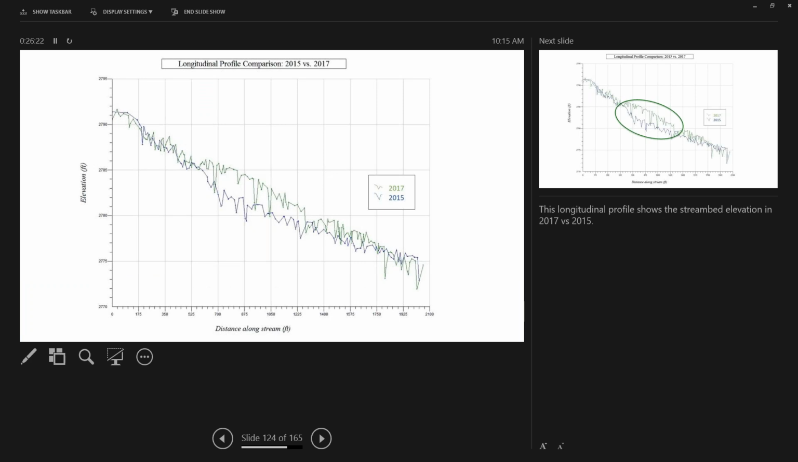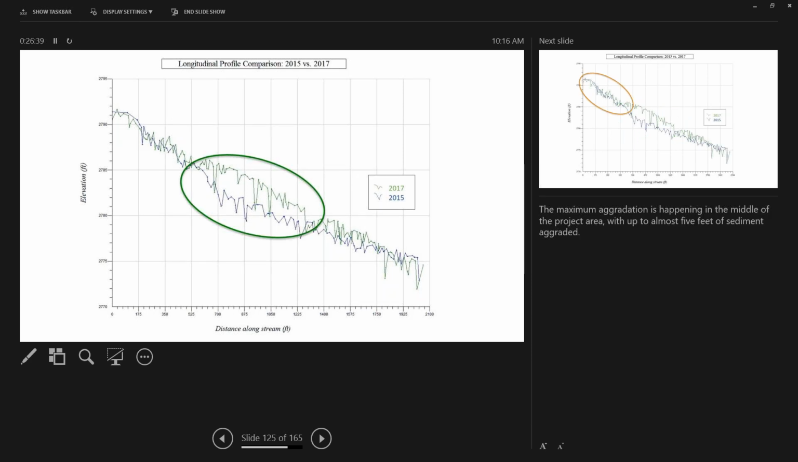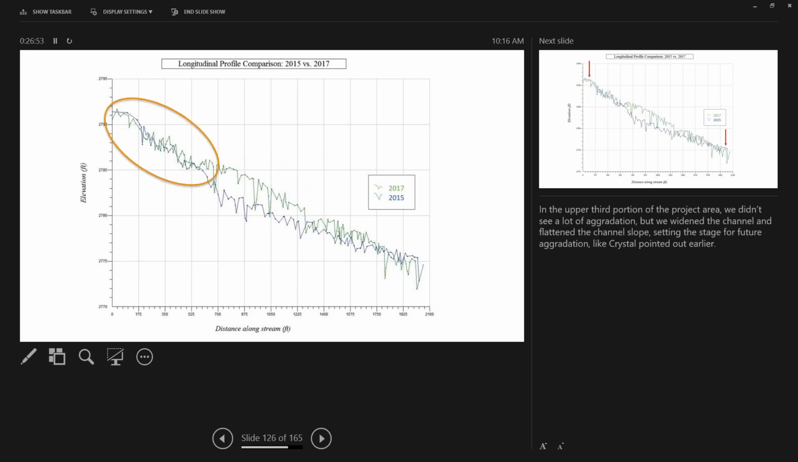So here's our long pro. If you just want to look at 2015 to 2017, we have more data that I just haven't had a chance to integrate yet in this kind of format. But even just in that first year, because we constructed in 2016, you can see the biggest change happened in the middle of the project area. We tied our project area in at the upstream and downstream ends. It's where we have the least amount of incision. So we're tying in with the less incised portion of the reach.